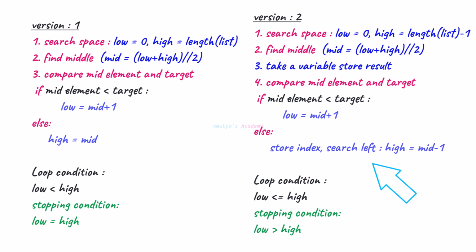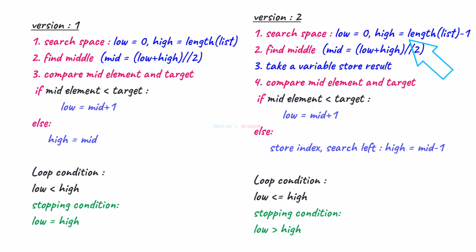In the previous version, we won't take any variable to store the result, but here we'll use a variable to store the result. And in the previous version, initially we'll take high equal to length of list. Here we'll take high equal to length of list minus 1. That is because in the previous version, by setting high equal to length of list, we can handle the case where all elements are greater than target element gracefully. But here, this version stores the possible answer in a separate variable.